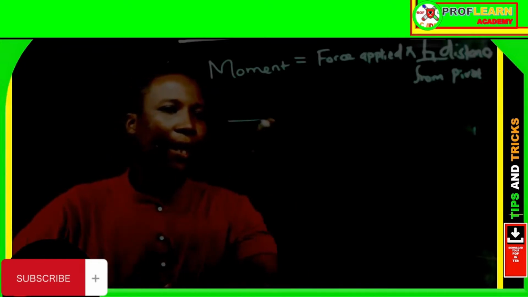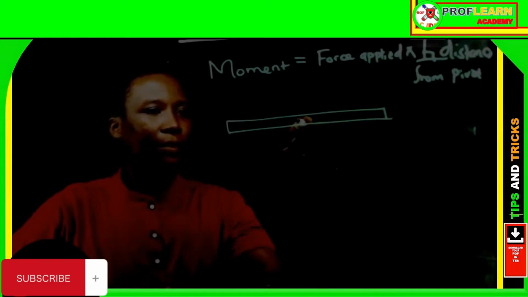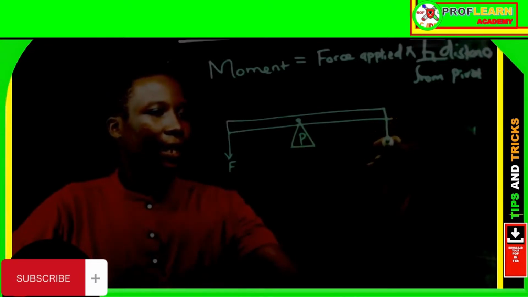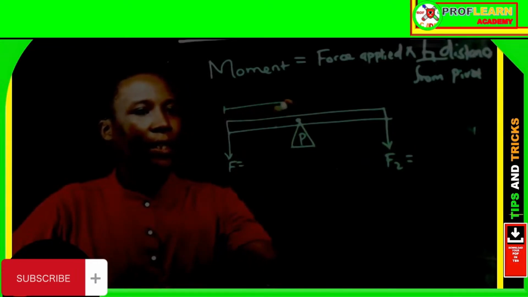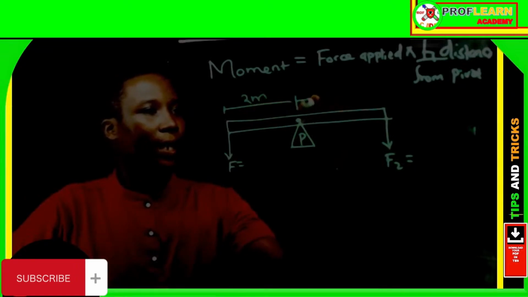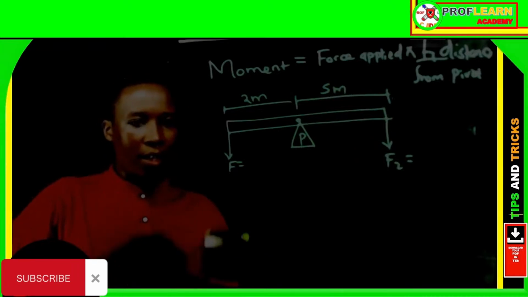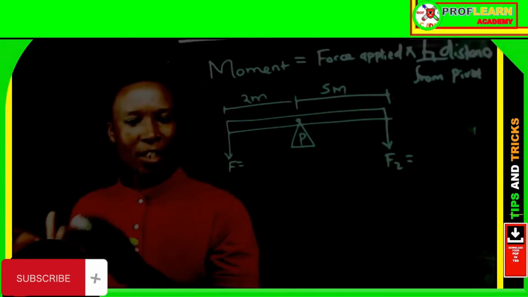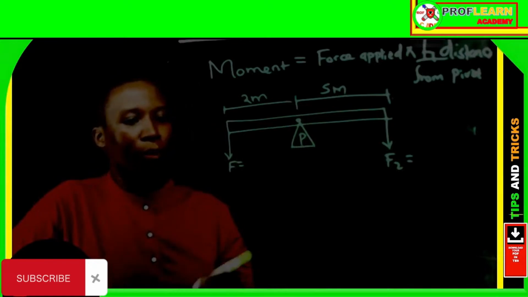So suppose we are having this kind of setup whereby a beam is supported at a point P, then a force F is applied here and another force F2 is applied there, over a given distance, say 2 meters, and say here is a distance of 5 meters. If this system is at balance, clockwise moment must be equal to anti-clockwise moment. So that is according to the principle of moments.